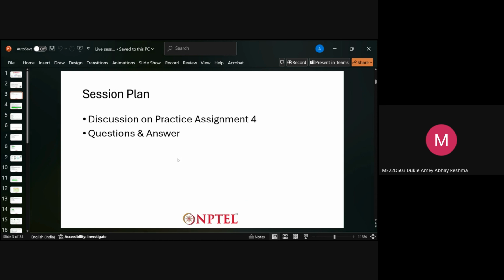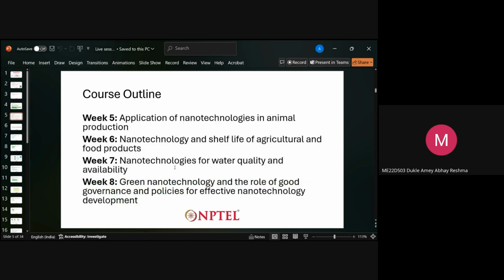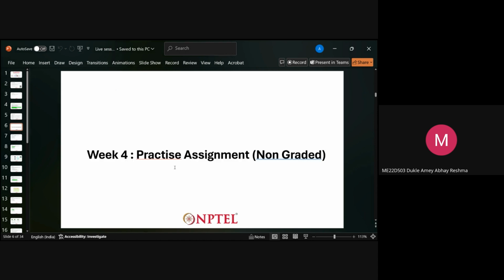By today's session plan, we'll be starting with a discussion of the practice assignment 4. We'll move to question and answers where you can ask your other questions as well. So this is an 8 week course. We are in the fourth week, so we have basically completed 50% of the course. This week's content is application of nanotechnology in modern day agriculture practices. Next week we'll be having application of nanotechnology in animal production. Then we'll be having nanotechnology and shelf life of agriculture and food products. So we have interesting topics coming up.